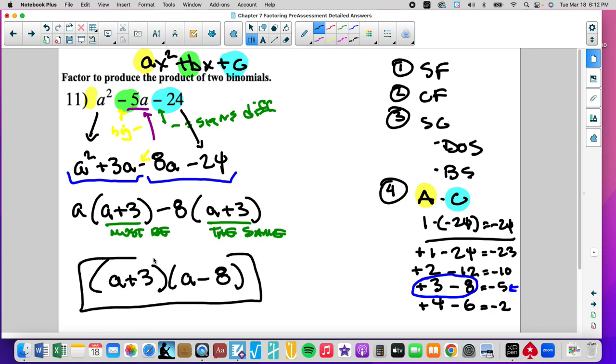Now this order doesn't matter. It can be a minus 8, a plus 3, but where did I get the a minus 8? I got that from here, so that produces my other binomial. I'm going to pull this binomial out, and if I factor it out, it leaves me with the a minus 8. And that's how we factor using a times c.